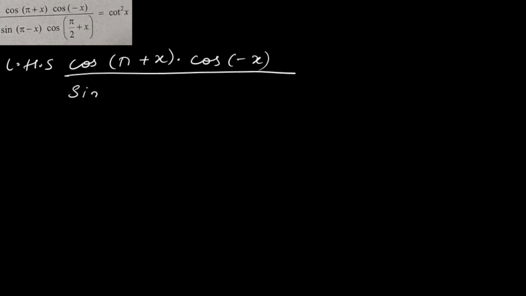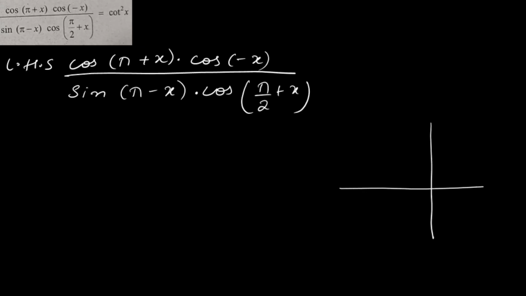Left hand side is cos(pi plus x) into cos(minus x) divided by sin(pi minus x) into cos(pi by 2 plus x). So let me check: cos(pi plus x) into cos of minus x, over sin(pi minus x) into cos(pi by 2 plus x). Before I do, I'll just do a recap of the concept.